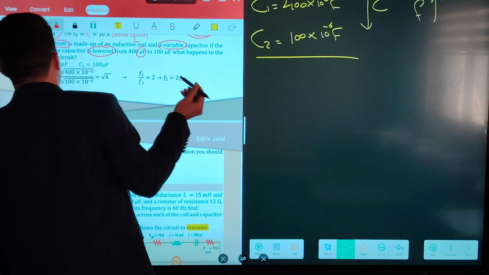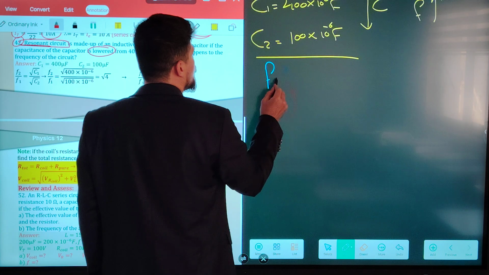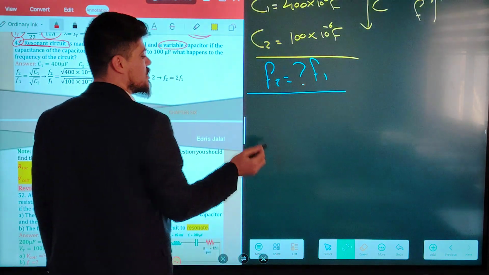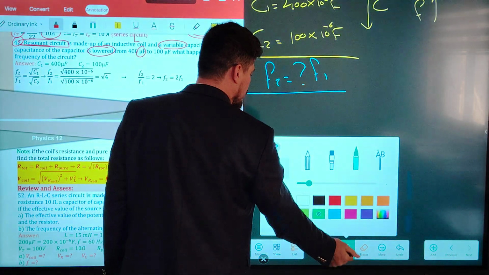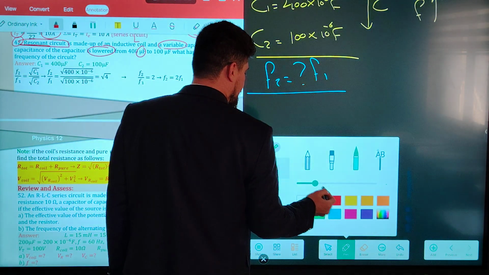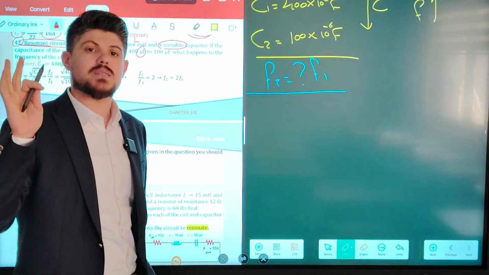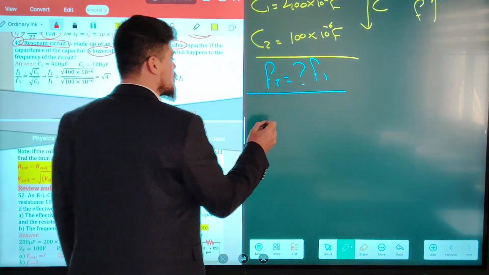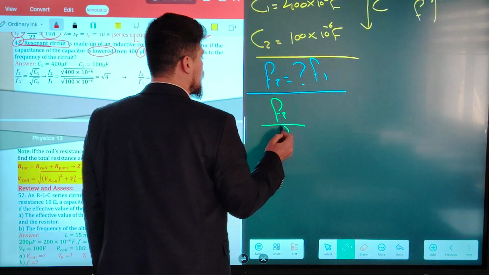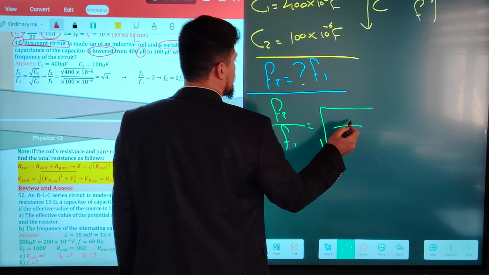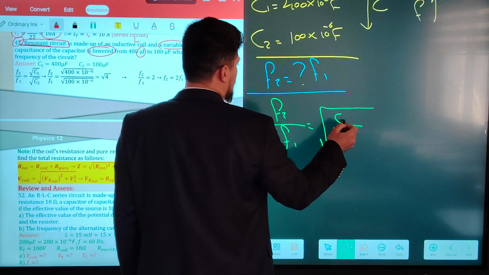So what happens to the frequency of the circuit? F2 is equal to how many times F1? We have to find this relation. Guys, look, how can you determine this relation? At first, you have to write down the relation between frequency and capacitance at resonance. At resonance, F2 over F1 is equal to radical C2 over C1.